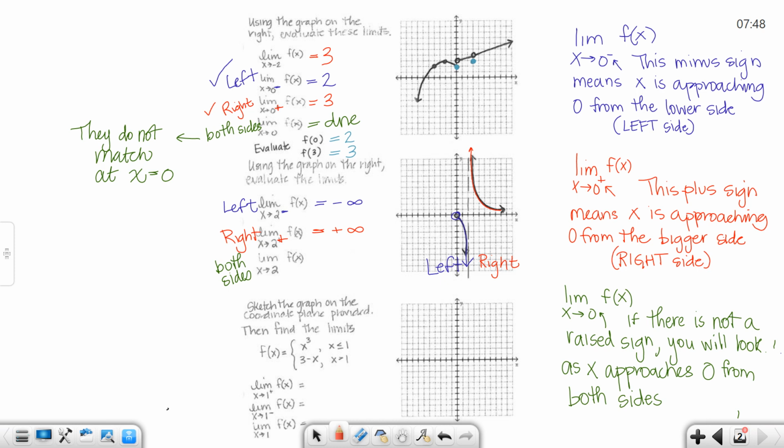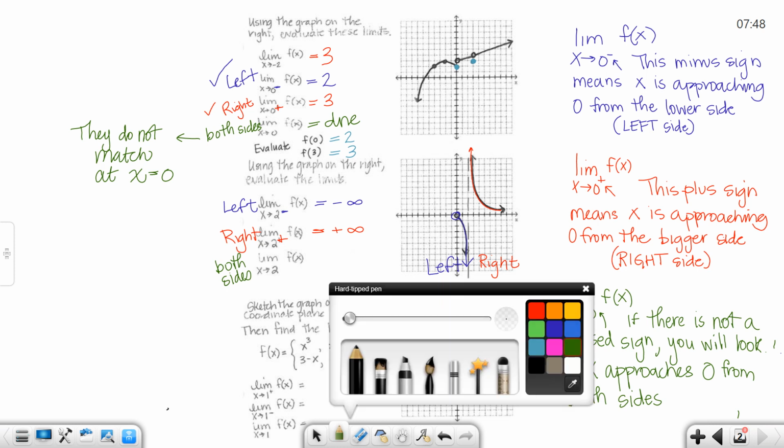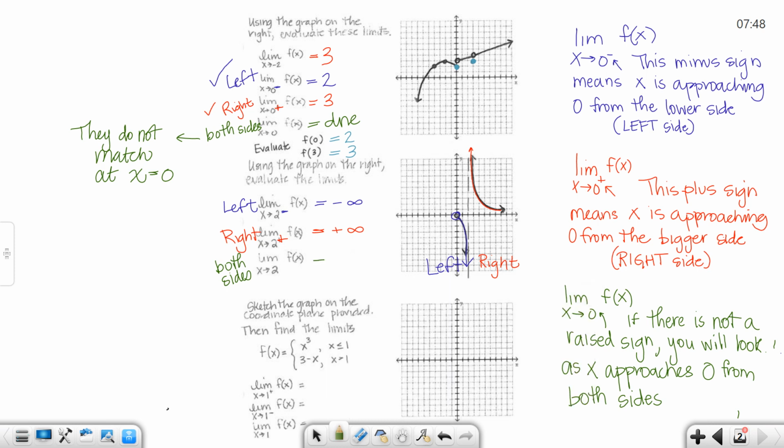Now what I notice about both sides is this. One's going down, one's going up, so that lets you know they do not meet. So since they do not meet, my answer is does not exist. They do not meet.